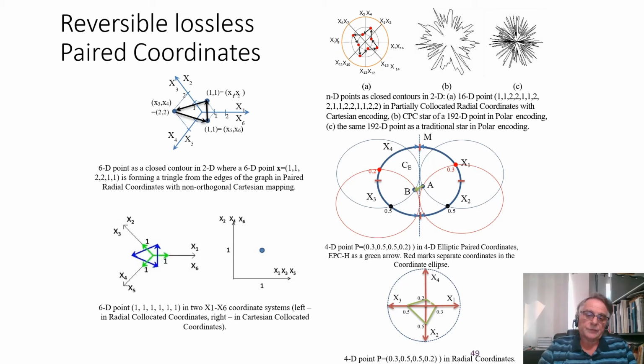Another way is a generalization of circular coordinates to elliptic coordinates, where a 4-dimensional point is losslessly represented as a pair of points A and B. If somebody is interested, I will talk about this in detail, but we have a special presentation on the advantages and applications of the elliptic coordinates in the AI session, so you are welcome to come and learn more about this.